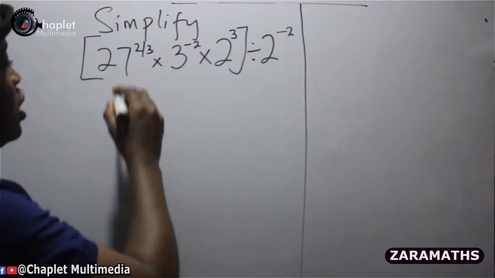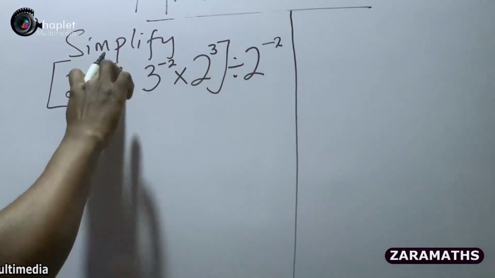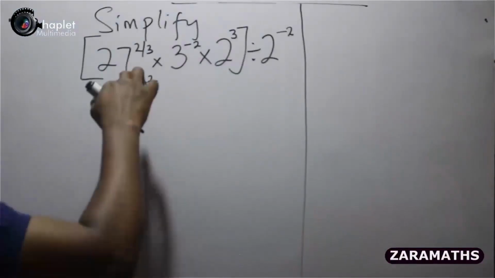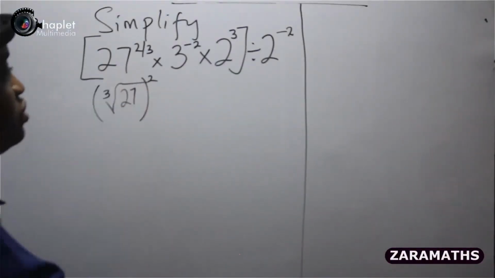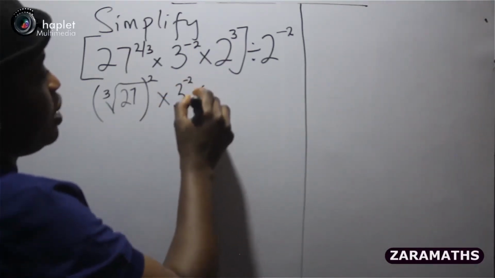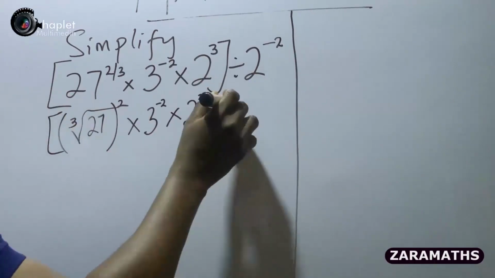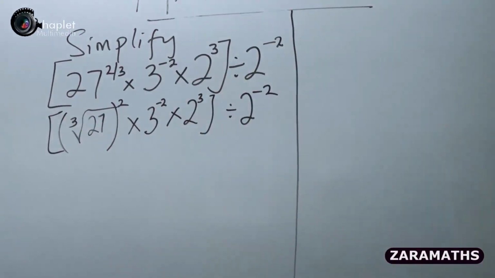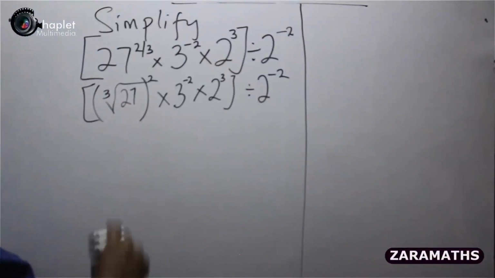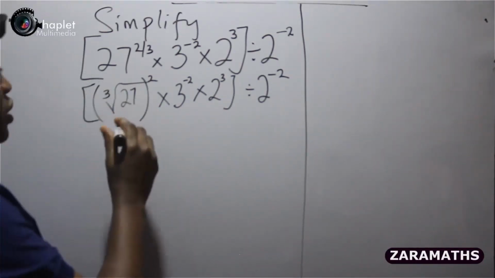by the numerator. In this case, because it is a fraction, you'll be finding the cube root of 27, all raised to the power of 2. Here we have applied the fractional index, multiplied by 3 raised to the power of minus 2, multiplied by 2 raised to the power of 3, all divided by 2 raised to the power minus 2. In this case, the cube root of 27 is 3. That is 3 times 3 times 3 gives 27. So the cube root of 27 is 3.